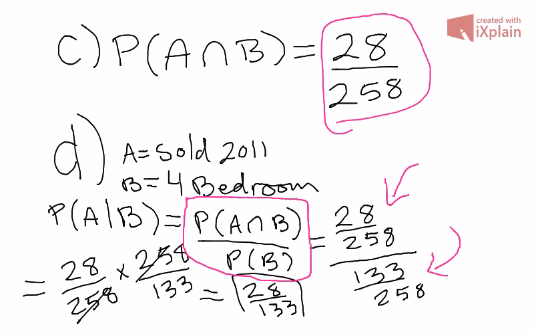So now to solve this little division here, you have to flip the second one and multiply. That's what I've done here. And then these two terms, the 258s, cancel. And you get 28 over 133, which is what we said, right? We said that in 2011, there were 28 4-bedroom homes sold out of all the 133 4-bedroom homes that were sold.